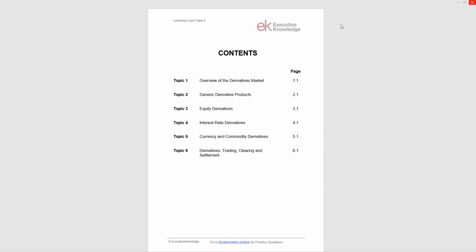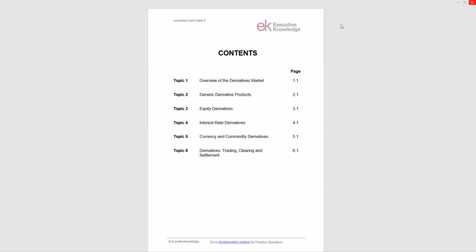Okay, let's look at the contents of Paper 9. Topic 1 covers the overview of the derivatives markets, and we look at fundamentals of the derivatives markets, looking at exchange traded versus over-the-counter. We look at different types of derivatives, namely futures, forwards, swaps, and options. We consider the use of derivative products, that is, hedging, asset switching, and making a profit. And we look at the different participants in the markets, namely hedgers, speculators, and arbitrageurs.